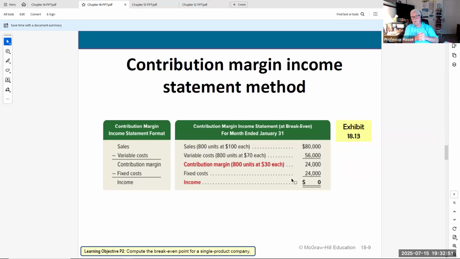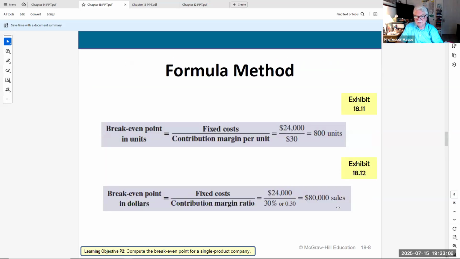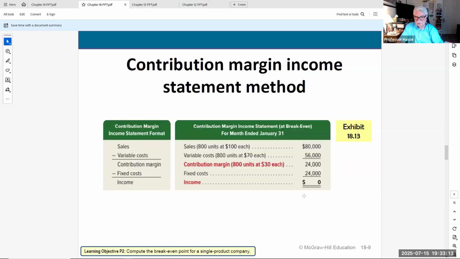And many times you take this contribution margin information and you can produce a different type of income statement. It's called the contribution margin income statement, or a statement of our break-even point. Remember, in this problem we just did, we determined our break-even point as being 800 units or $80,000 in sales. Well, if I put that in a formalized income statement, notice I have sales of 800 units at $100. That's $80,000.